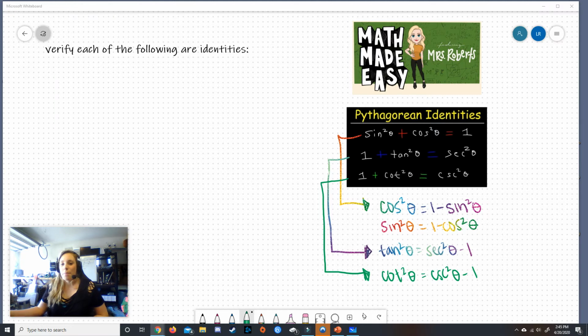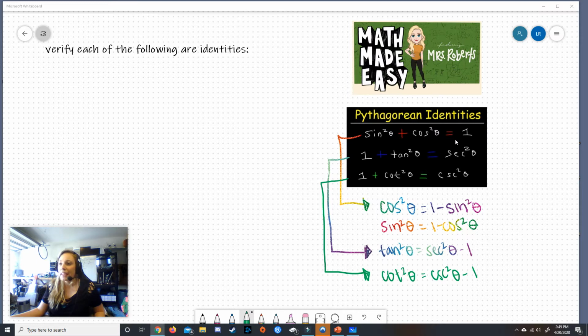What you will see here on the right-hand side of the screen are the Pythagorean identities. I did borrow this image from the internet. Our Pythagorean identities are sine squared of theta plus cosine squared of theta equals 1. And if you know that one, the rest of them are just a matter of rearranging or manipulating the original one. So if you know the first one, you're golden.